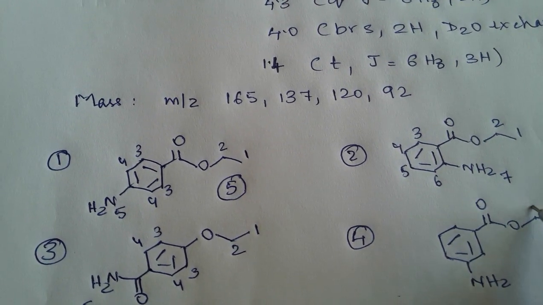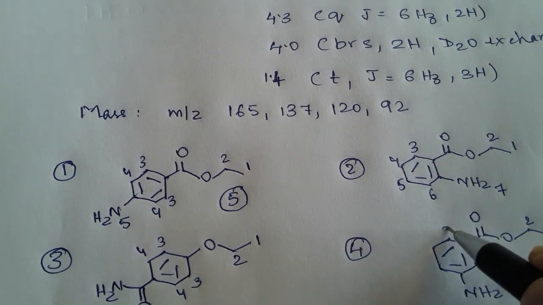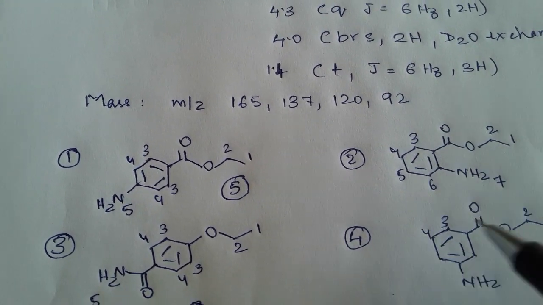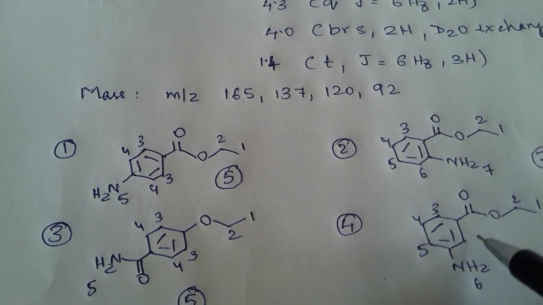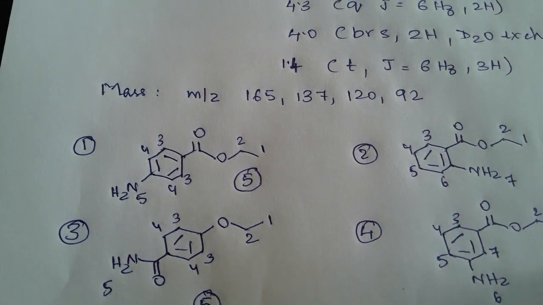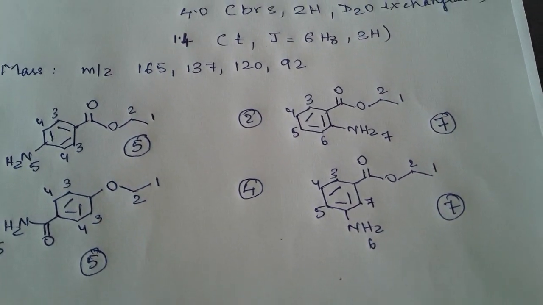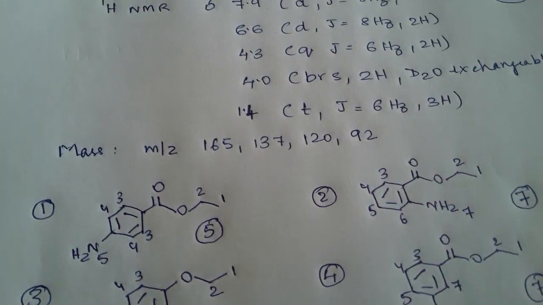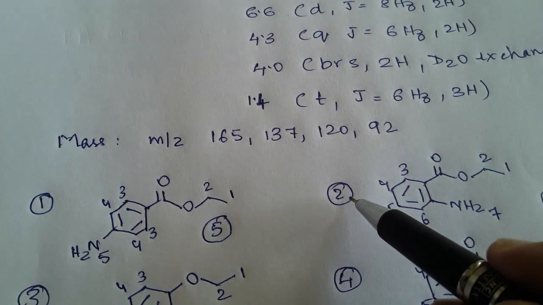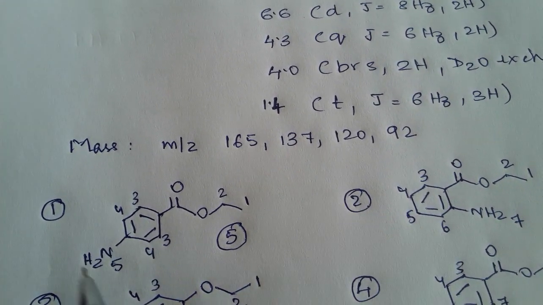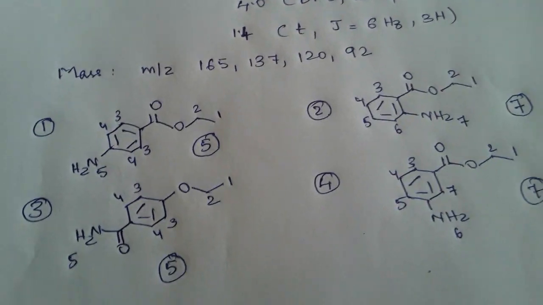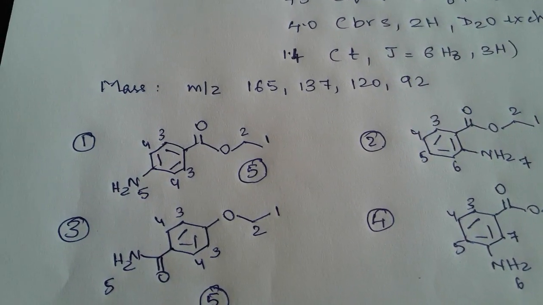So 1, 2, 3, 4, 5, 6 and 7. Again here you have around 7 signals for this compound. So that technically rules out choice 2 and choice 4. You are left with choice 1 and choice 3, out of which one is your correct answer.